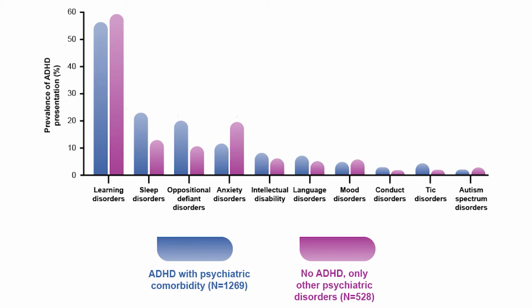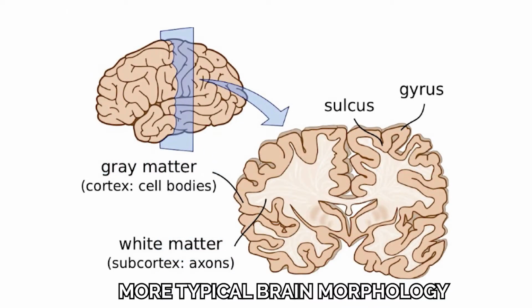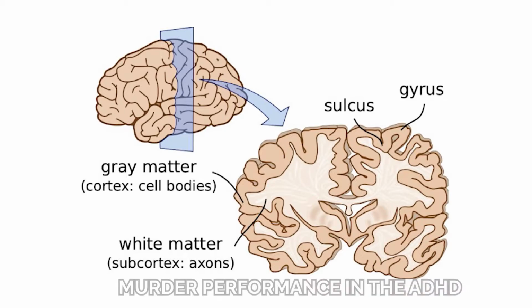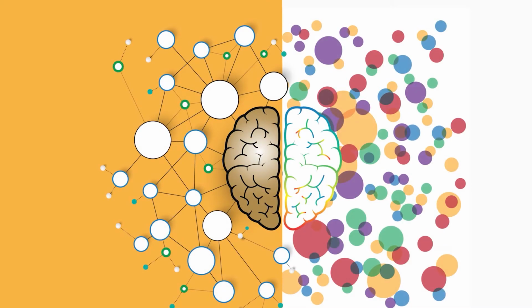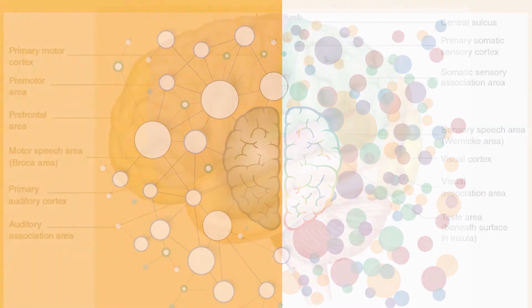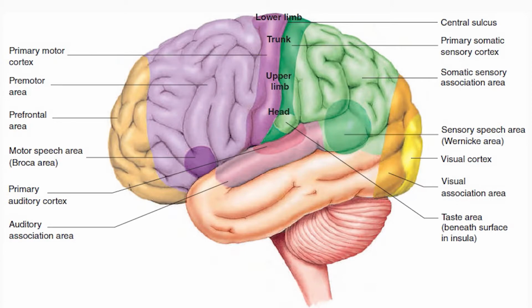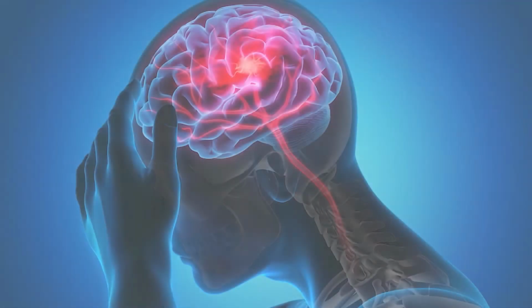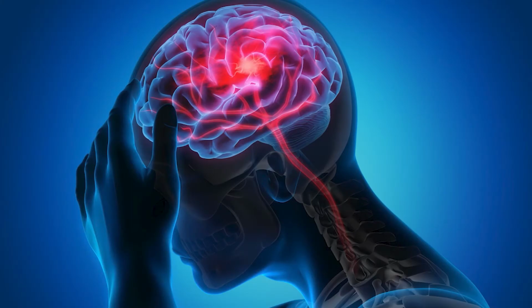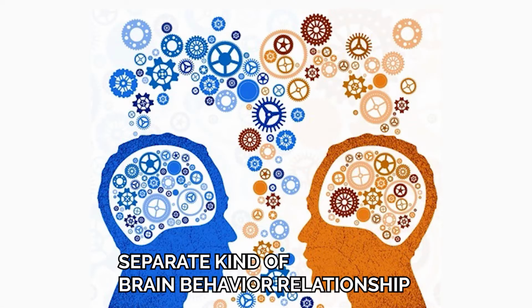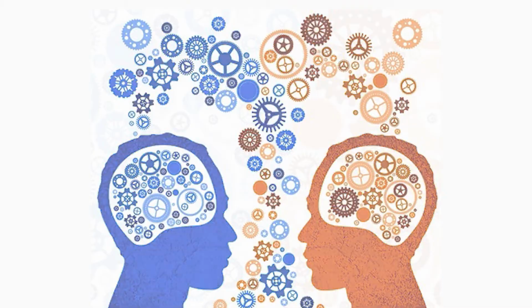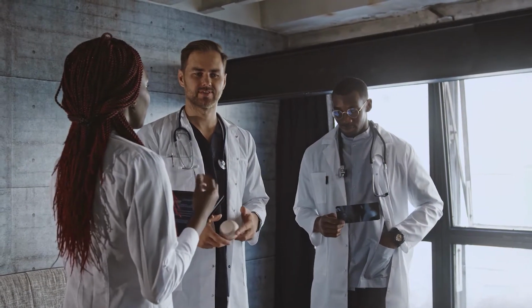Some of these findings actually suggested more typical brain morphology and motor performance in the ADHD and autism group. One explanation was that the ADHD was somewhat protective, and that brain development in ADHD is more delayed rather than variable. The comorbid ADHD group did not always have more typical brain and motor findings. It was also suggested that autism with comorbid ADHD may reflect a separate neurophenotype. What that means is a separate kind of brain-behavior relationship from either autism or ADHD. So we are going to talk a little bit more about that.